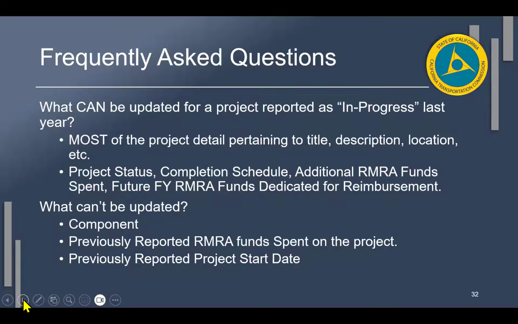This just goes over what you're allowed to update and what you can't update based on the status. Most of the information can be updated regardless of status, minus complete, right? For in progress projects, you can't change the start date of the project because that's already been recorded. You can't change what you spent in a prior year, right?